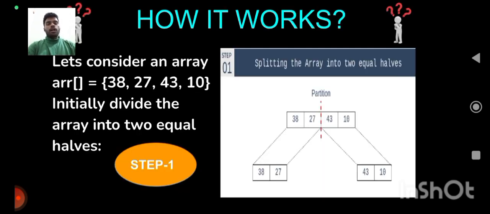And let us see how it works. Let us consider an array of 4 elements, and these elements are 38, 27, 43, and 10. First step is we divide it into left subarray and the right subarray. That is, left subarray consists of 2 elements, 38 and 27. The right subarray consists of 2 elements, 43 and 10.